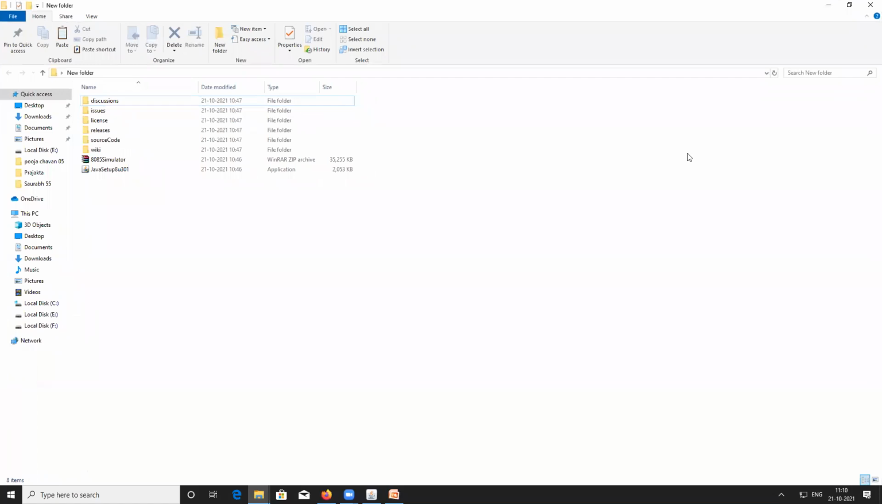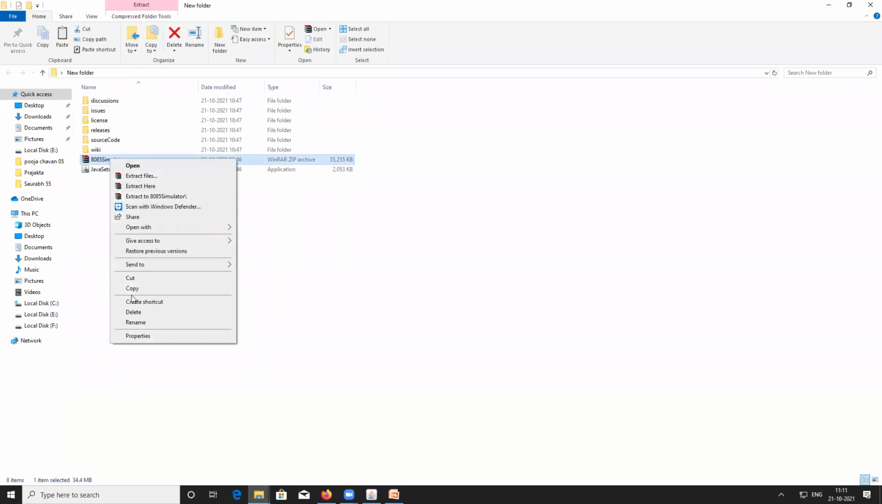Go to Google first, then search for the 8085 simulator. This is the 8085 simulator. You will get a zip file. Then you have to extract this file.